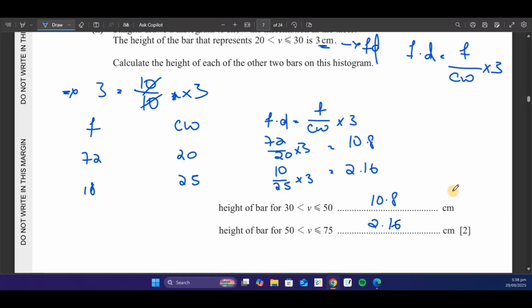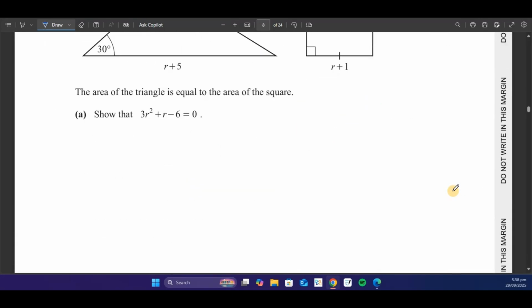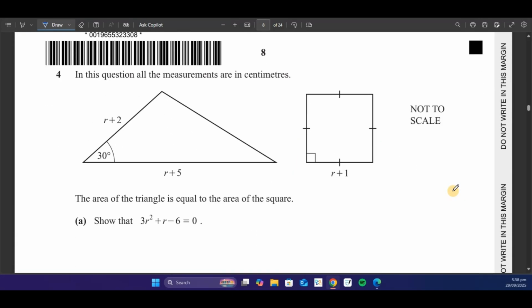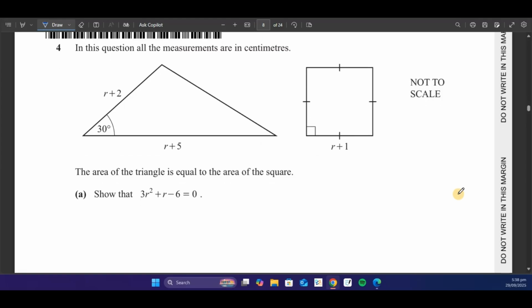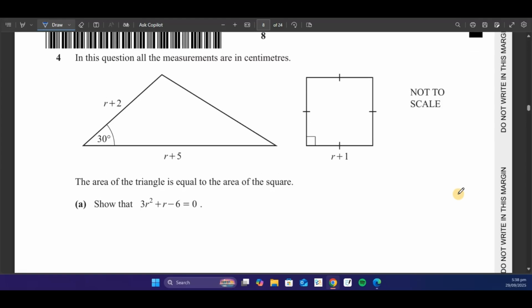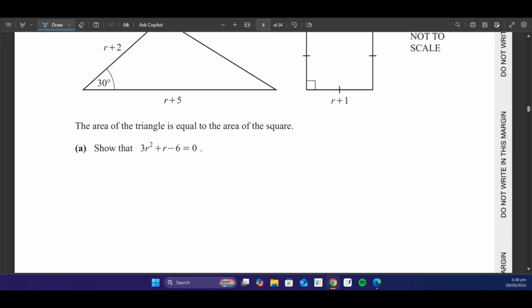Alright, perfect. Moving on to the next question, question number 4. In this question, all the measurements are in centimeters. Nothing is in inches, nothing in any other units, all is in centimeters. The area of the triangle is equal to the area of the square. Show that 3r squared plus r minus 6 is equal to 0. So the area of this square and the area of this triangle is equal.